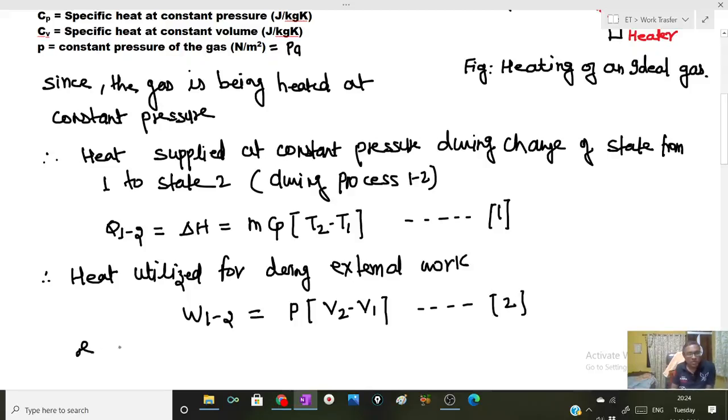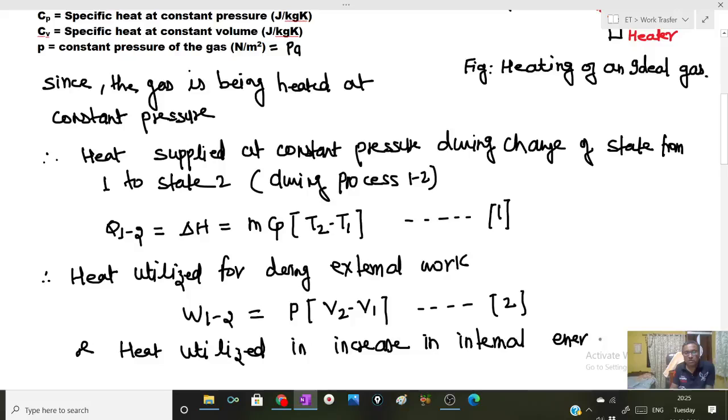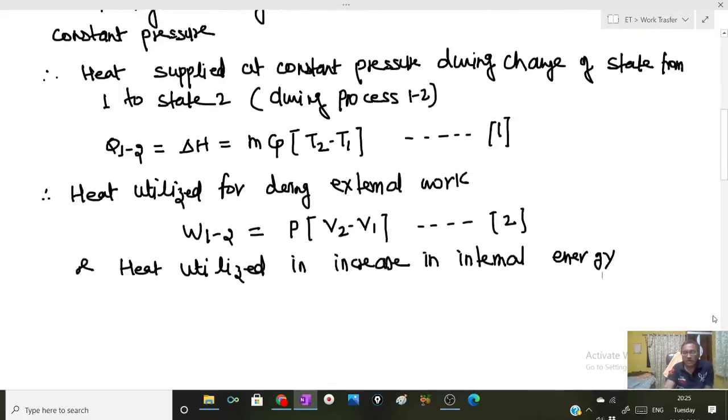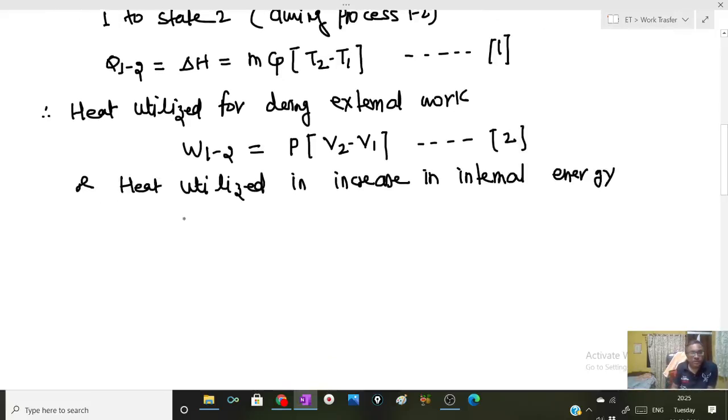And heat utilized in increase in internal energy can be given by the equation delta U 1 to 2 is equal to mCv(T2 minus T1). Let's say this is equation number 3.